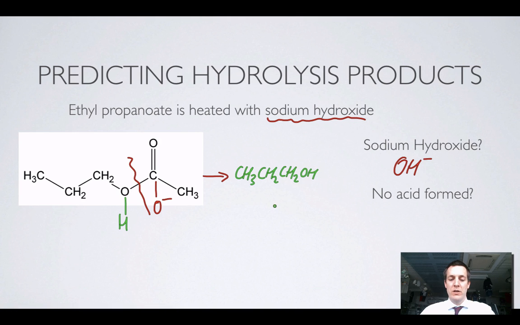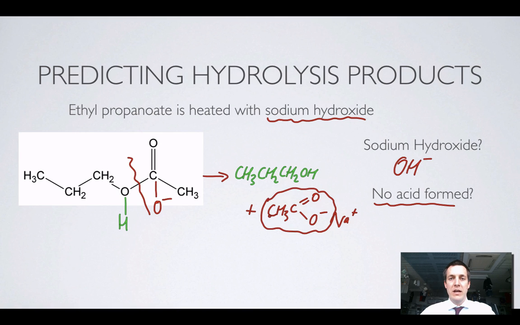But this time we're going to form the salt of the carboxylic acid. So we're going to form not ethanoic acid, but the ethanoate ion. Okay? And I suppose you could say that if we use sodium hydroxide, well, there's going to be a sodium ion left over to form this ionic substance. No acid is formed this time, but the salt of the carboxylic acid.